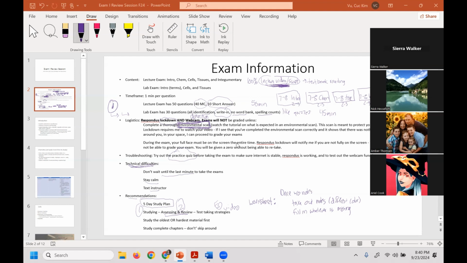Study the oldest materials or the hardest materials first. I usually go with studying the oldest materials first, because that's what I'm less likely to remember, because I have memory problems. For some of you, it might be studying the hardest materials first, because the hardest materials take more time for you to process. Okay. And then study complete chapters. Don't jump around. Okay. All right.